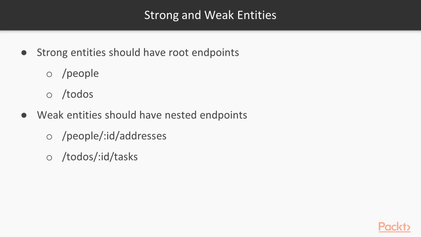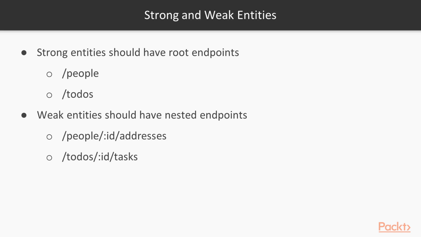It doesn't depend on any other entity. And let's say to-dos. To-dos could be a strong entity, even though maybe the to-do has an owner, and that owner is a person, it's an ID, and they have a connection. They have a foreign key or a link between them. That's fine, we can say that to-dos is a strong entity. But then we can have weak entities, and weak entities have nested endpoints.